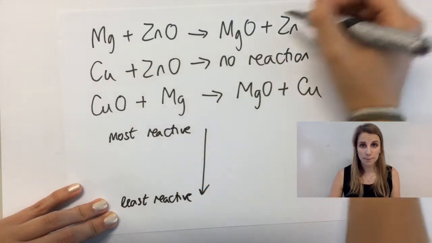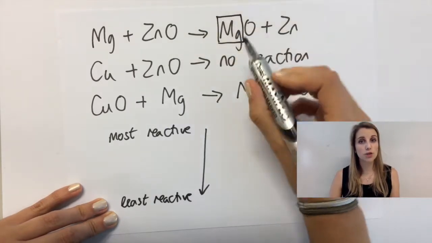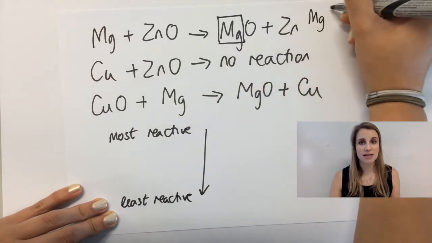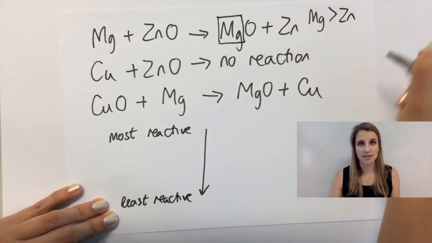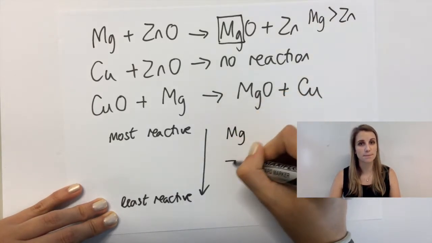So the first one, that magnesium has the oxygen at the end, that's magnesium 2+. So if magnesium's the ion, that means magnesium is more reactive than zinc. So we can put magnesium above zinc on the reactivity series.